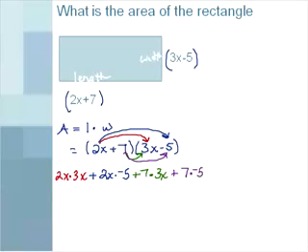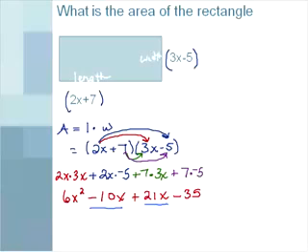And I perform those multiplications, and 2x times 3x will be 6x squared. 2x times negative 5 is a minus 10x. 7 times 3x is a 21x. And 7 times negative 5 is a minus 35. So combining my like terms, negative 10x and 21x will give me an 11x. So my final answer is 6x squared plus 11x minus 35.